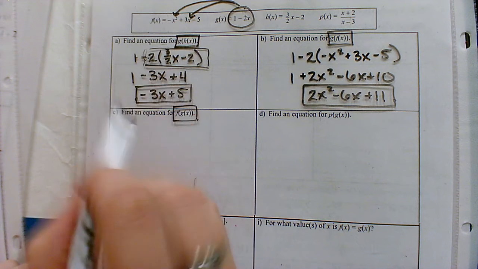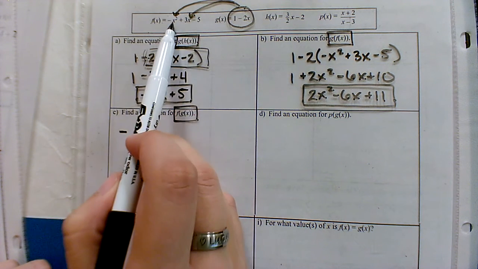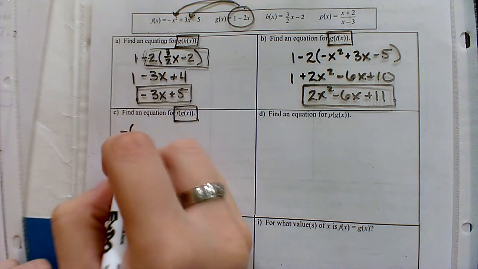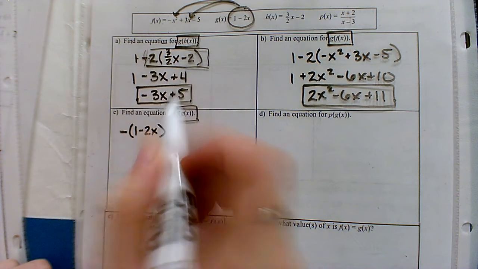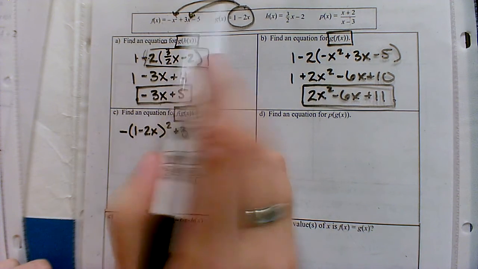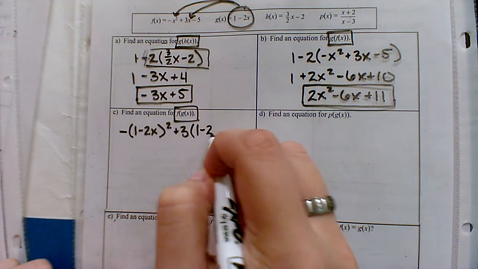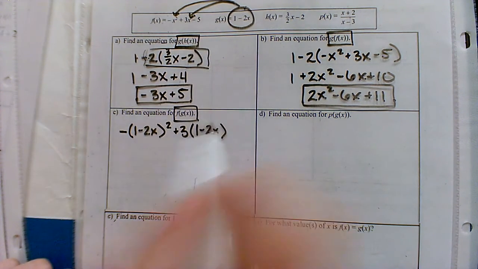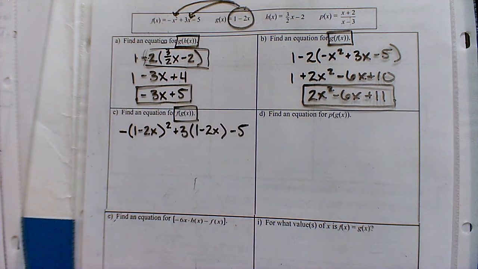So we're going to keep the negative. Instead of the x, we're going to replace it with the G of x equation. We're going to keep the power of 2, keep the +3. Instead of the x, we're going to replace that again, and we keep the -5. Okay, we're just replacing the x's.